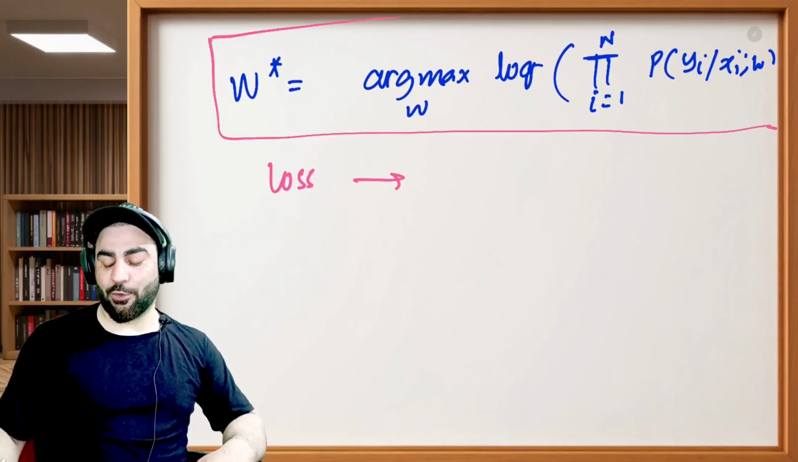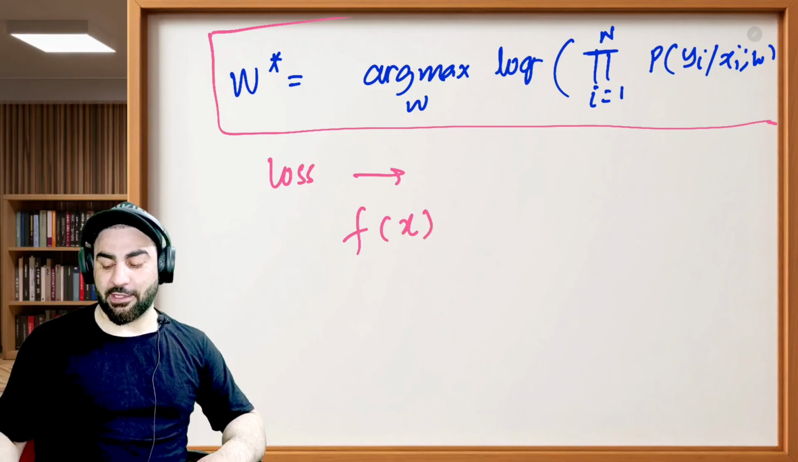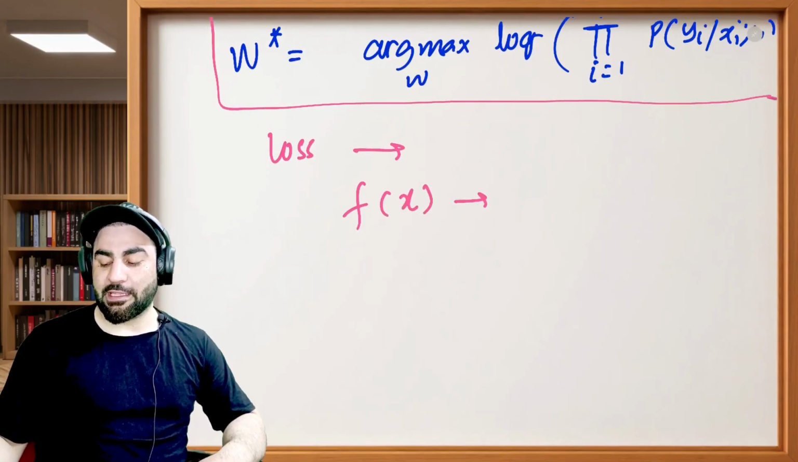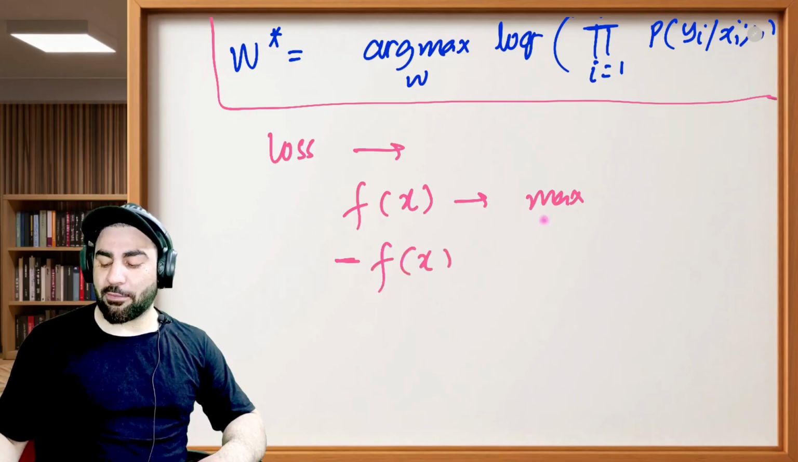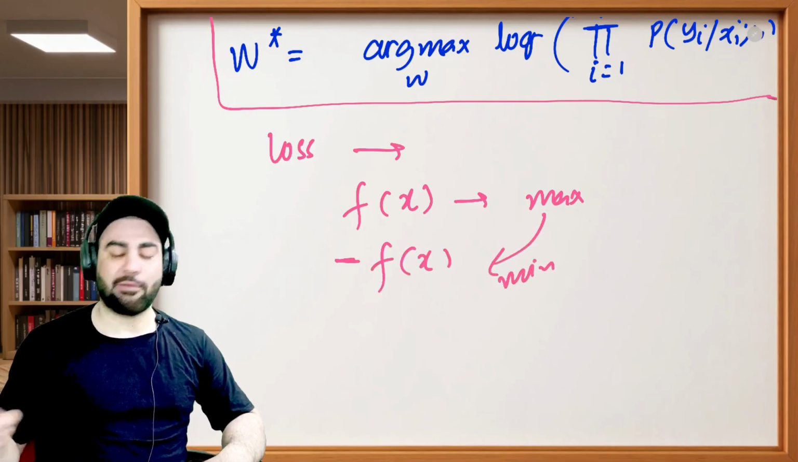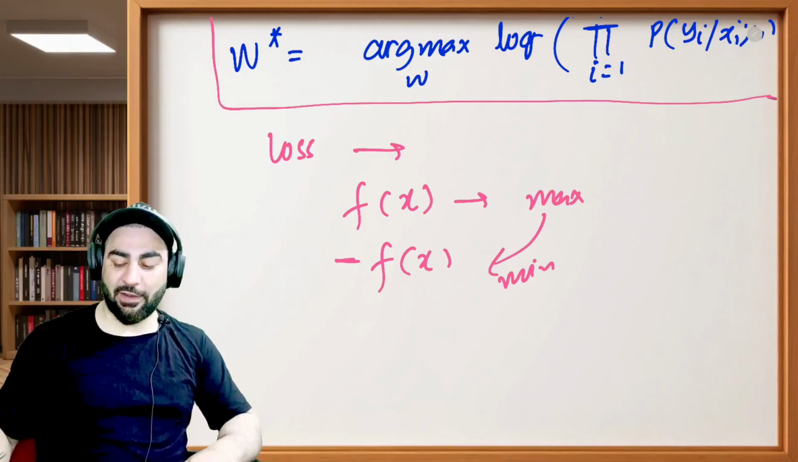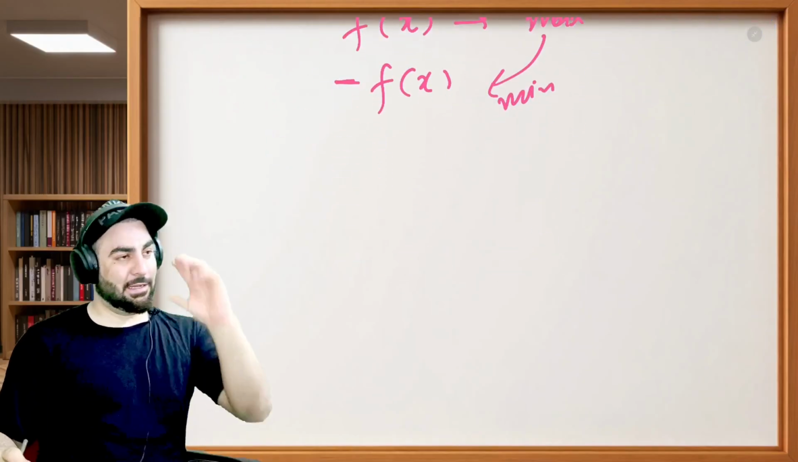Let's suppose a function is f of x, and you want to find some max value of it. If you convert this function into negative f of x, whatever the max was will be converted into a minimum value, because you're inverting the function, you're giving it a negative value. So now you had the maximum likelihood function.